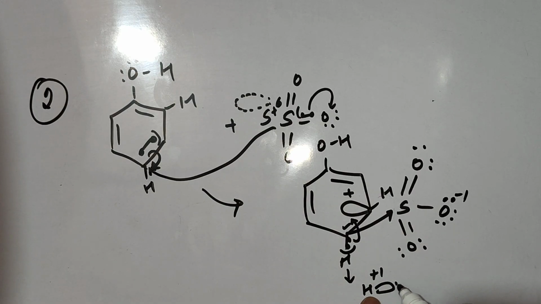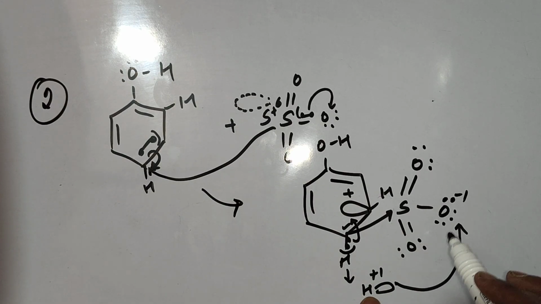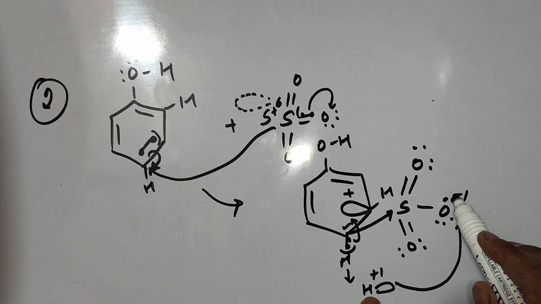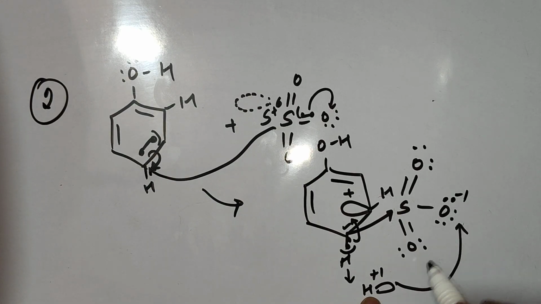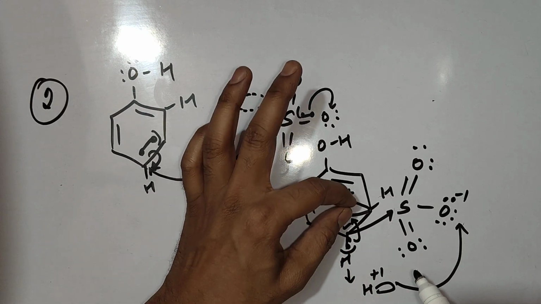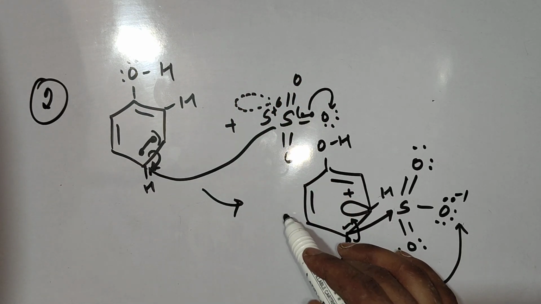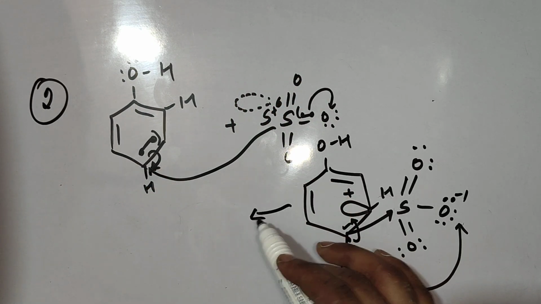This H positive with a vacant orbital will attack on this oxygen. Lone pair, extra lone pair is there, -1 charge, extra lone pair, hydrogen. They will make a dative bond. And what about here? A double bond will generate. So this molecule will turn into something like this.